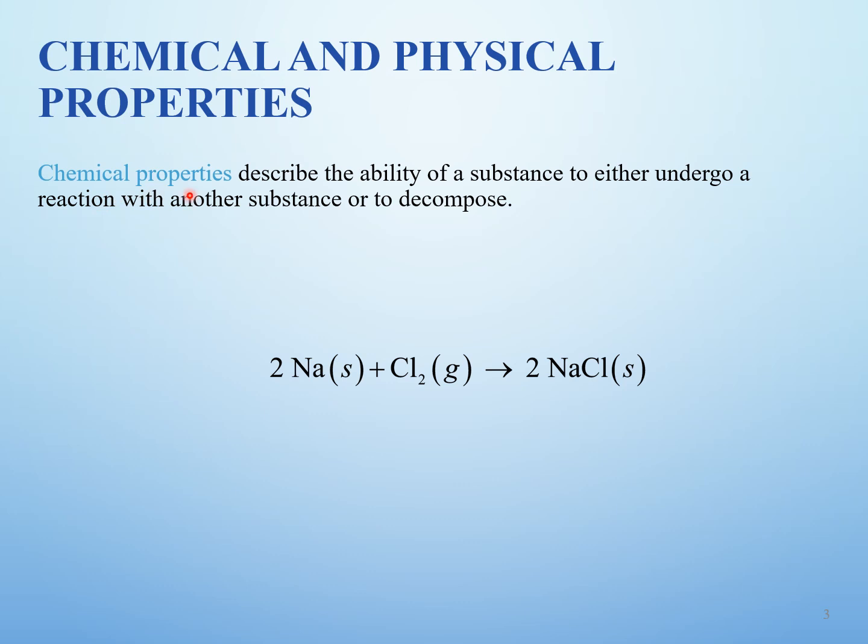Chemical properties describe the ability of the substance to undergo a reaction with another substance or to decompose. So for example, here we have sodium metal and chlorine gas. They can react to make NaCl, which is sodium chloride, which is table salt.